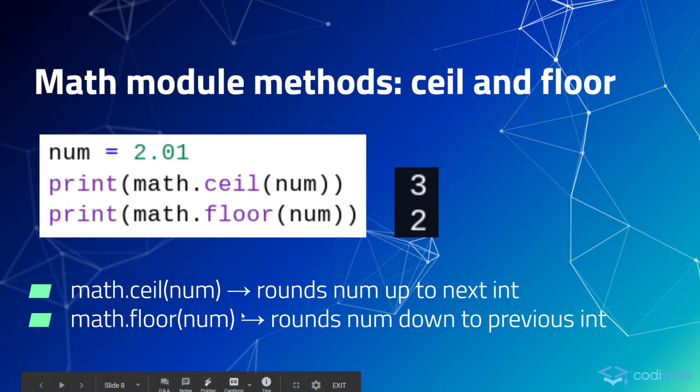Another method which does the opposite of math.ceil is math.floor. It will round the num down to the previous int. So if we have 2.01 and we use math.floor on the number, our output is 2. If we had 2.99999, it would still print 2 if we were to call this method.